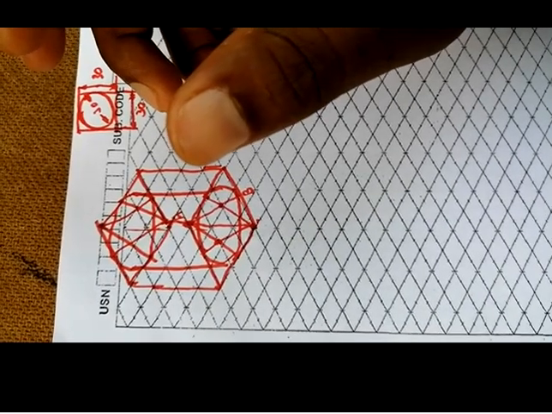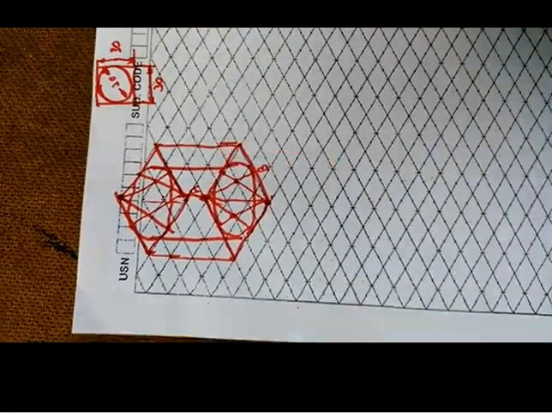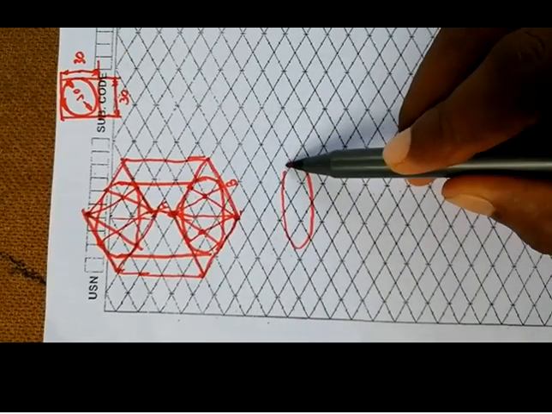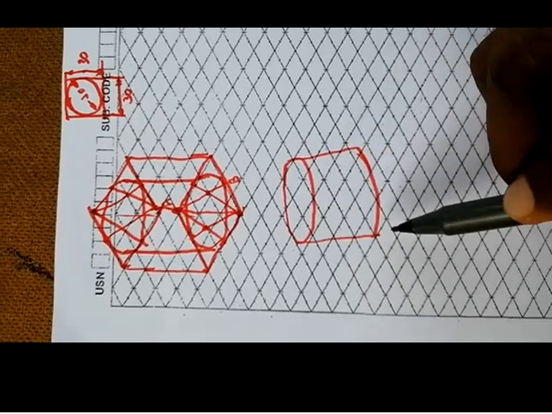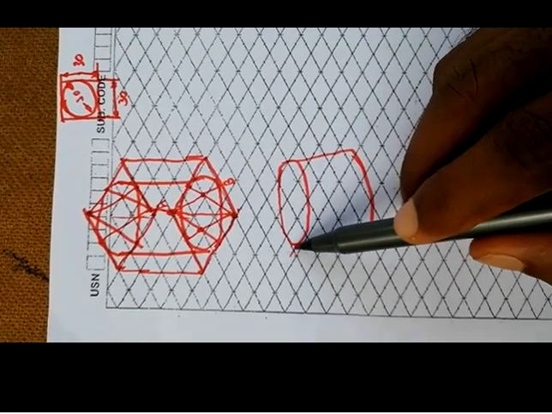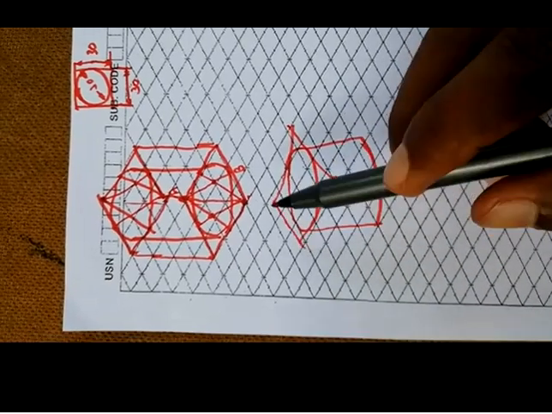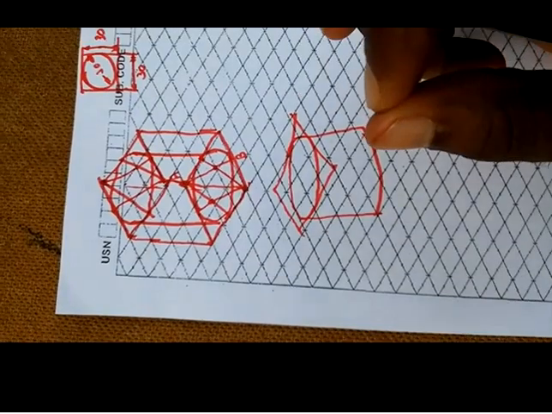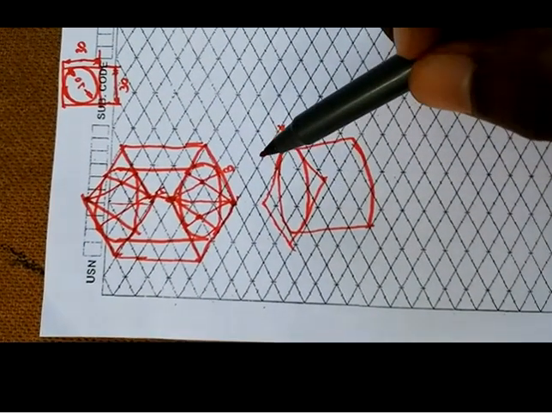In this cylinder, identify which are the visible edges, and only the visible edges you have to keep thick, and all the remaining edges you can keep thin, or else you can erase those lines. So your final diagram, after erasing all unwanted lines, will be like this. This construction line you can retain also, but that should be kept as a thin line. Only this portion you have to keep thick.